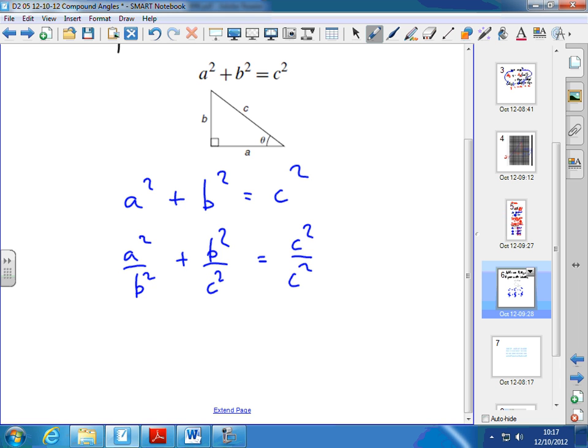We divide everything by c squared. So we're not square rooting yet. If we wanted to find it, we'd have to square root at the end.